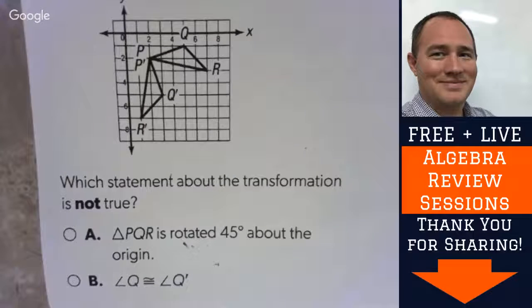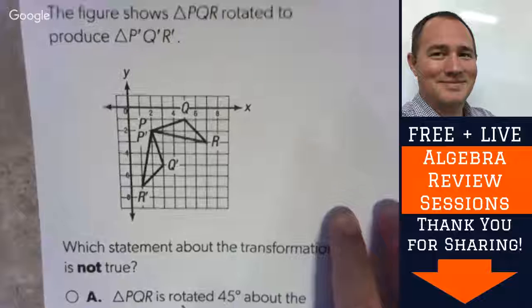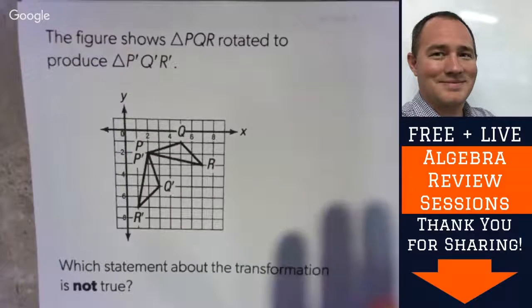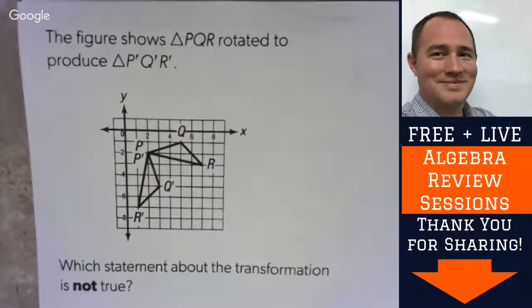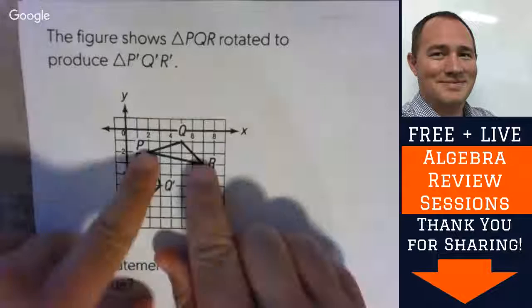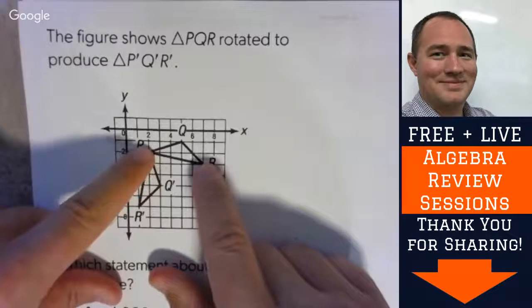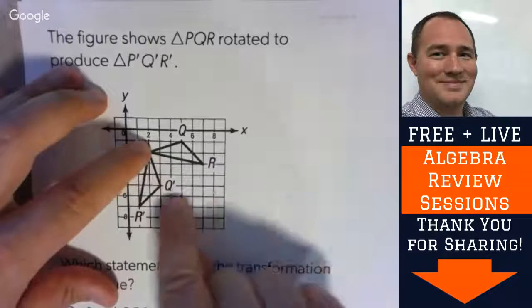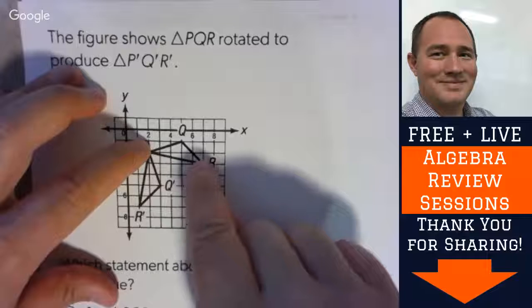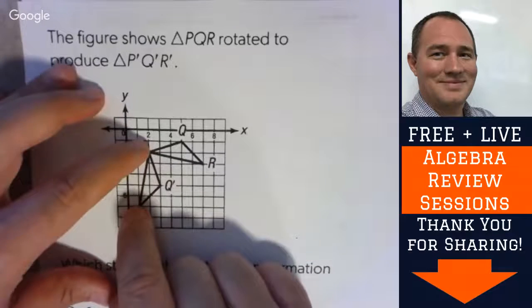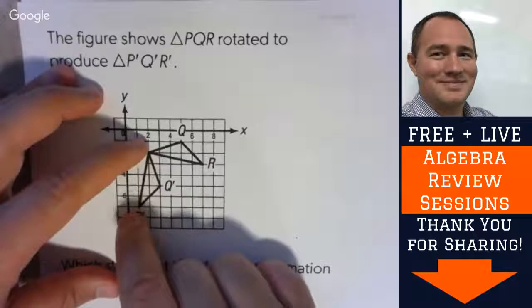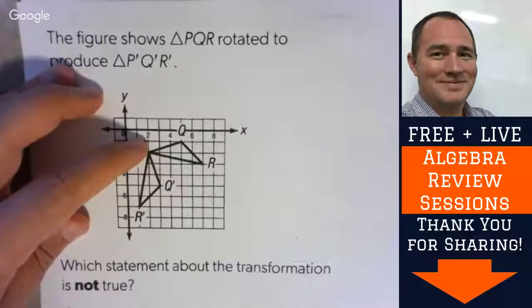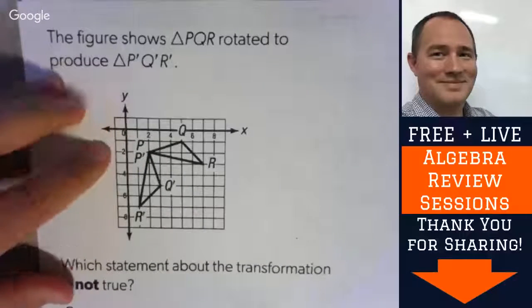Okay, so let's see the whole question here. The figure shows triangle PQR rotated to produce PQR prime. And so this was the original triangle. Okay, it looks like our point of rotation was at P, and it just swung this thing around, right? So we want to get a little bit of an idea of what's happening before we look too much at the questions. And what type of rotation would you say that is?